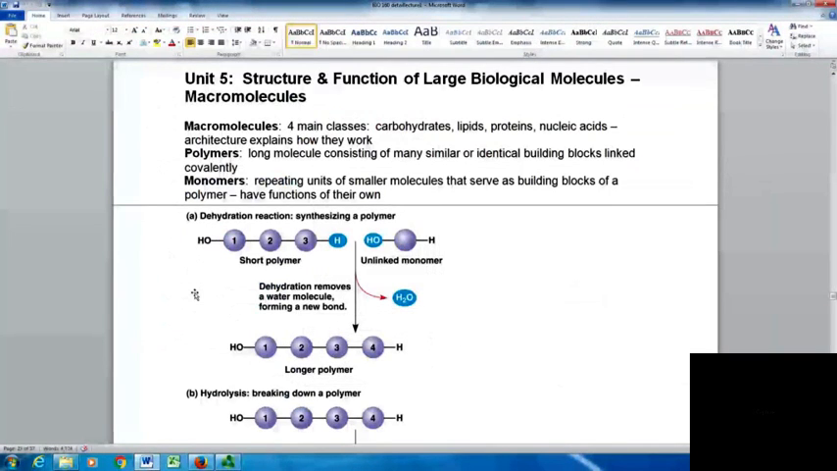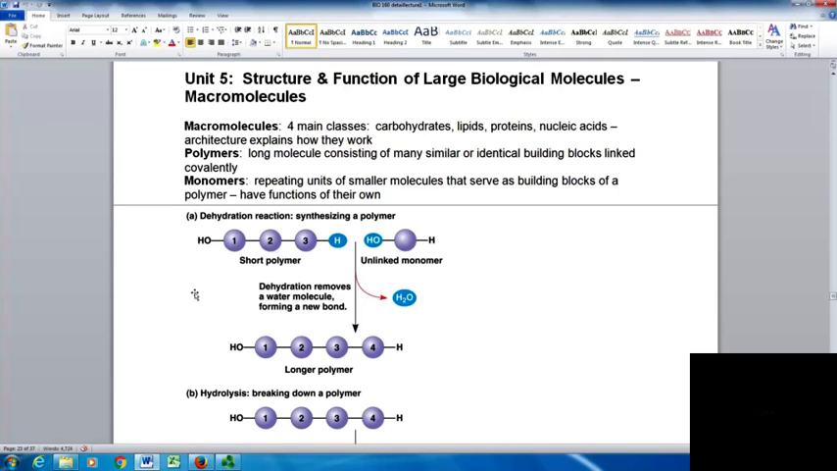So in this chapter, chapter 5, we're going to look at the structure and function of the large biological molecules, or macromolecules. They're called macromolecules because they are big, and at this point the architecture is going to explain how they work. Of the macromolecules, we've got 4 classes of them. You've got the carbohydrates, lipids, proteins, and nucleic acids.